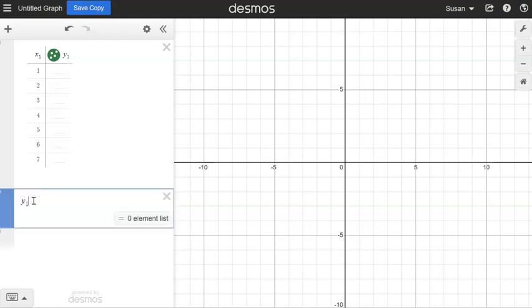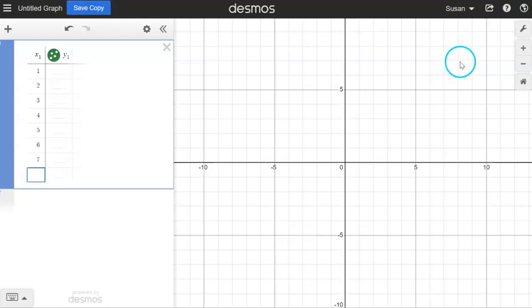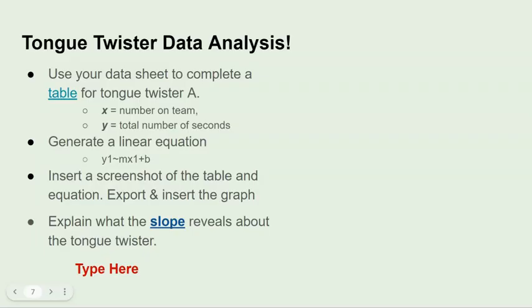I'm not going to do this one for you because I've done these many times, but it's y1 tilde mx1 plus b, which of course is not going to work because I don't have anything in y1. But when they type that, it will create a linear regression equation, and it will graph the line over the data. And then they will take a picture of that, and they will take a picture of their table and their equation, and they will put all of that on this slide.